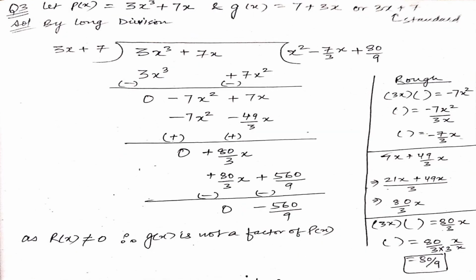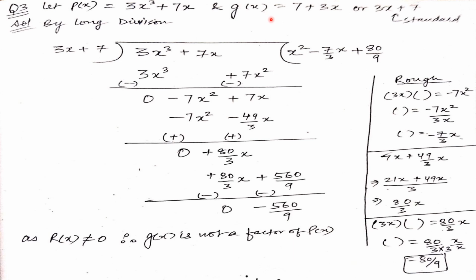Now question number 3 statement is: check whether 7 plus 3x is a factor of 3x cube plus 7x. What I've done is I've named the dividend as p(x) and the divisor as g(x). Okay, you can name it anything, no issue.